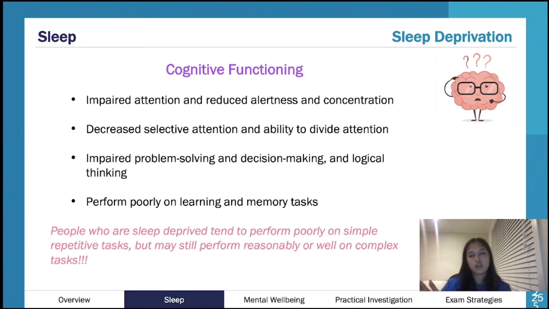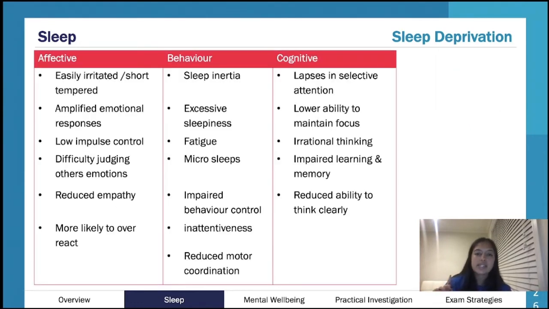Whereas, yeah, if you've got a complex task, you can kind of just go, oh, okay, I need to actually put any energy that I've got left into this. Hopefully that makes sense. It's just a little bit of an ironic sort of thing.